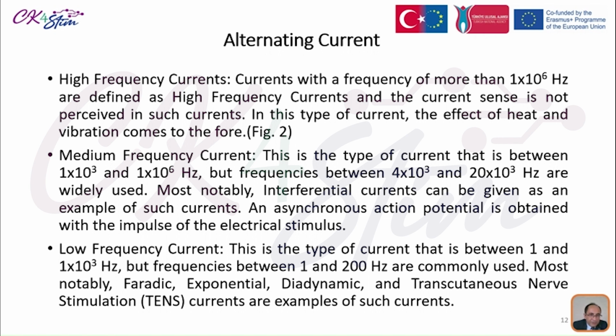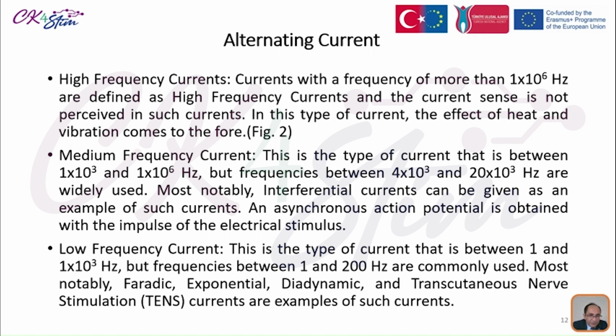Medium frequency currents. In this type of current, an asynchronous action is potential. If the frequency of the current is in between 1000 and 1 million hertz, we call it medium frequency, but usually in literature you may observe that 4000 and 20,000 hertz are widely used.